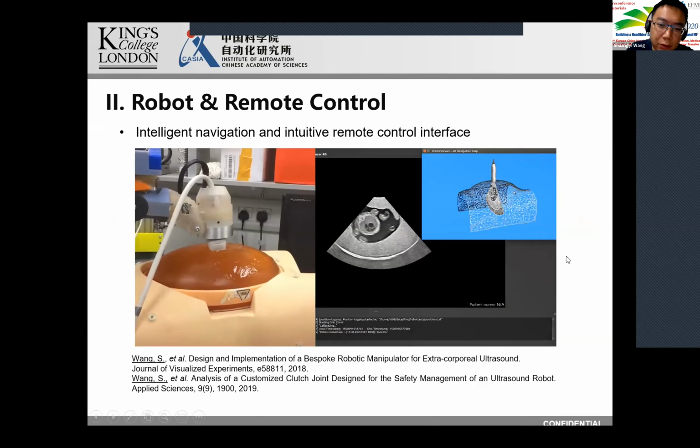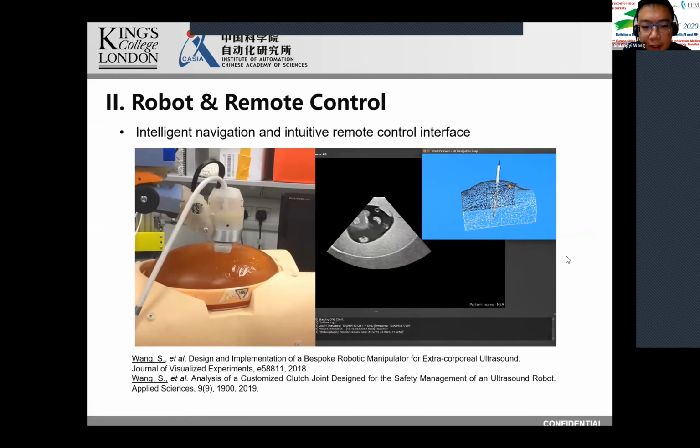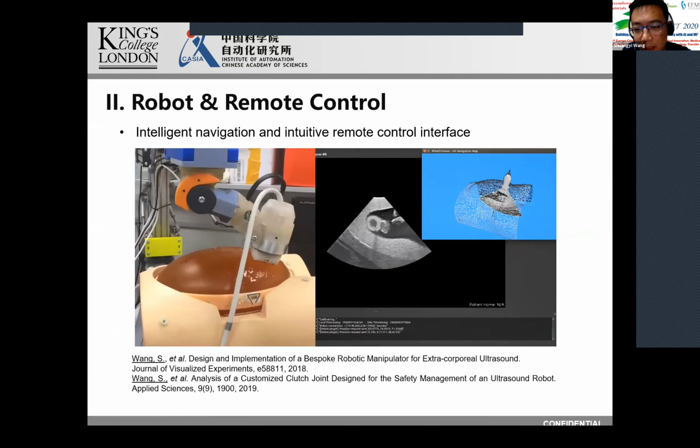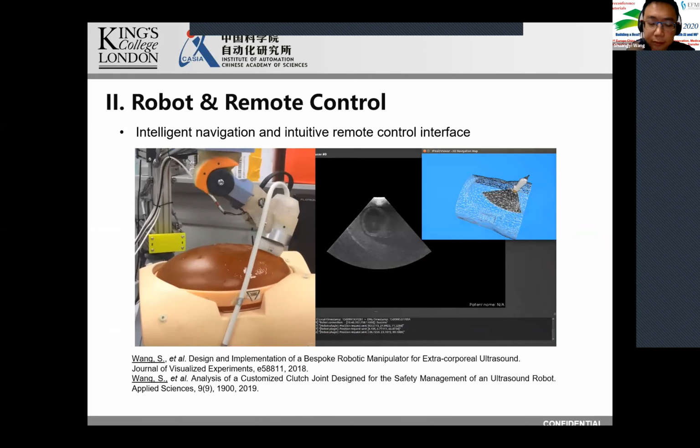This is another interesting video where we try to see what we can do with this robot. And this is basically the user interface that we provide to the operator, who can remotely control this robot. On the left side, you can see the robot is moving. On the right side, you can see a 3D point cloud of the phantom.